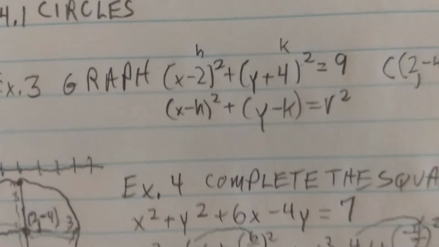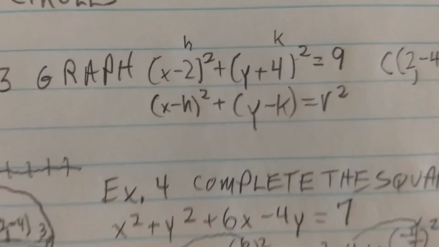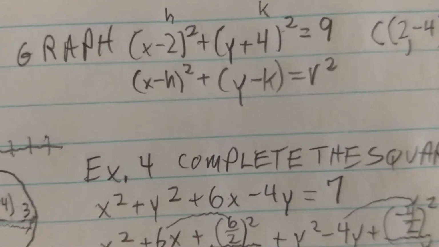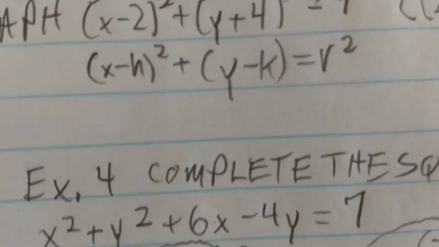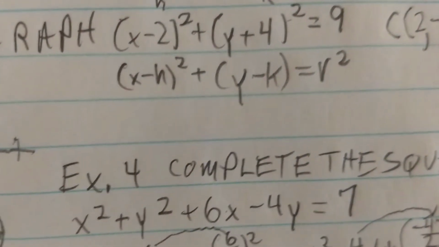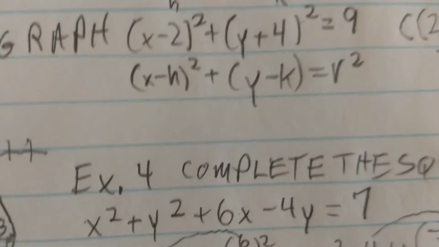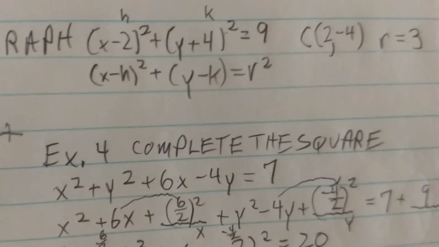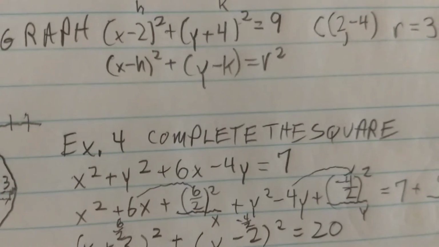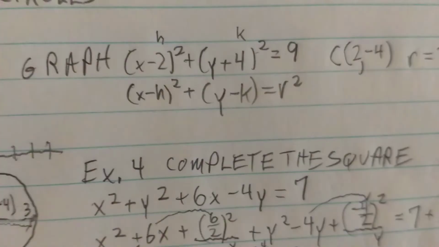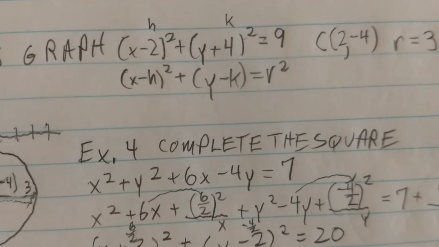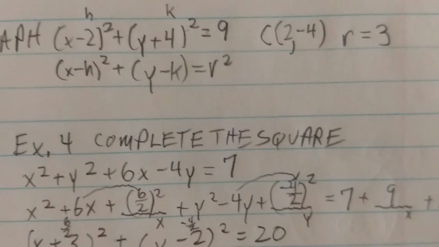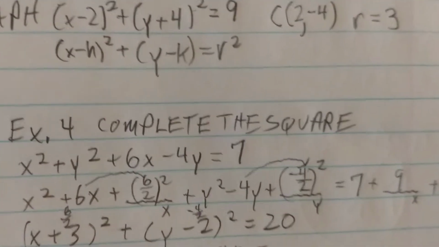Now in example 3, we're going to graph (x minus 2) squared plus (y plus 4) squared equals 9. Again, notice I have an h above the 2 because it's x minus 2, like the standard form x minus h. But y plus 4 has to be negative because I need it to be y minus something, so it needs to be y minus a negative 4 to be plus 4. So the center then is (2, negative 4), and the radius is the square root of 9, or 3.